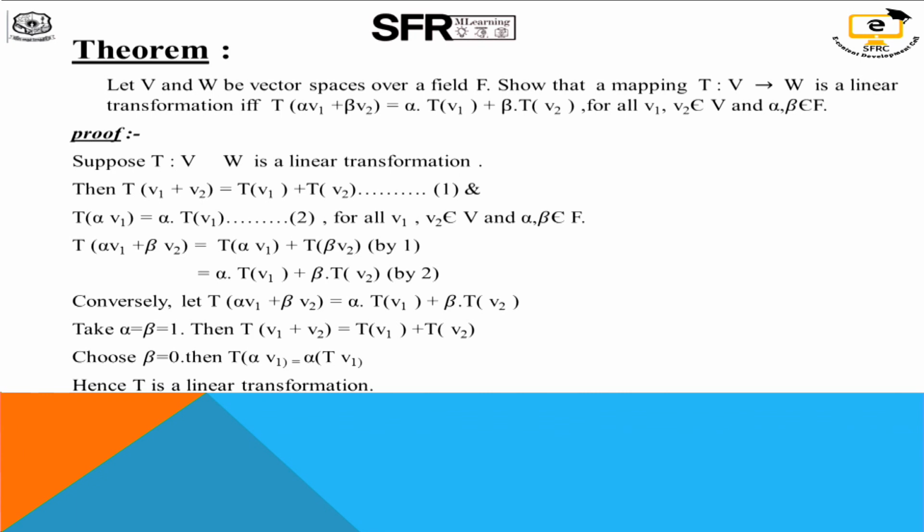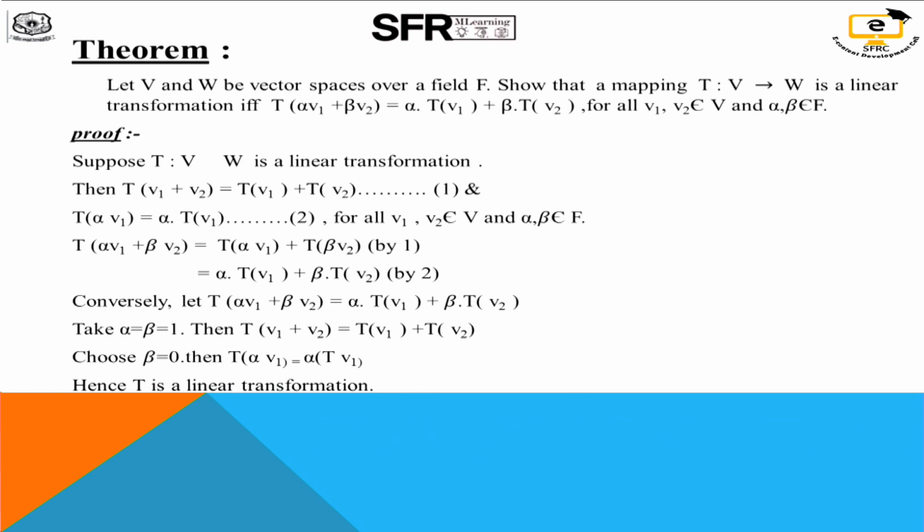Converse part: you assume the condition T of alpha V1 plus beta V2 equals alpha T of V1 plus beta T of V2. We prove that T is a linear transformation. That means we have to prove the conditions of addition and scalar multiplication. Take alpha equal to beta equal to 1 in the assumption, and we get the first condition.